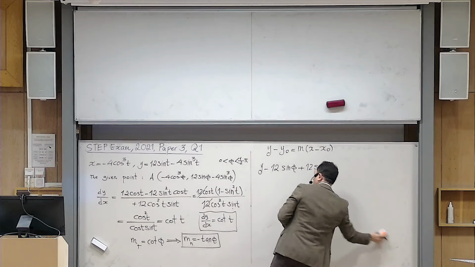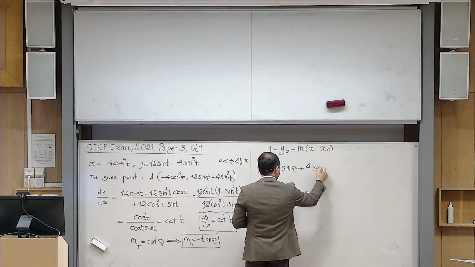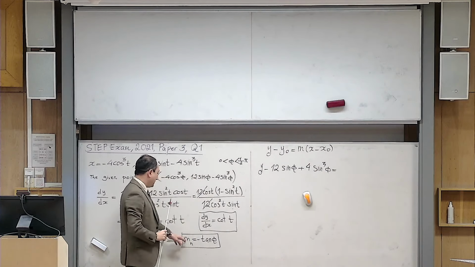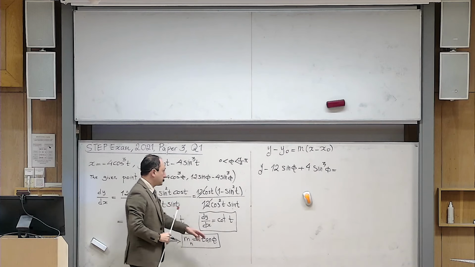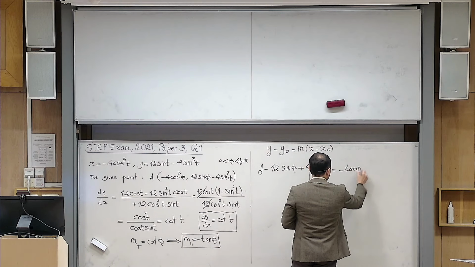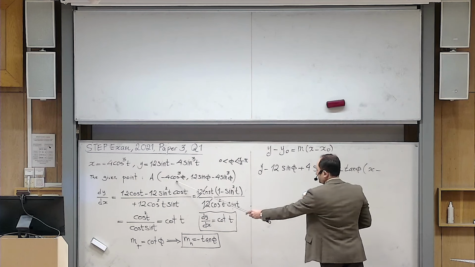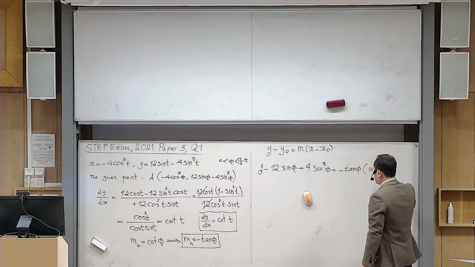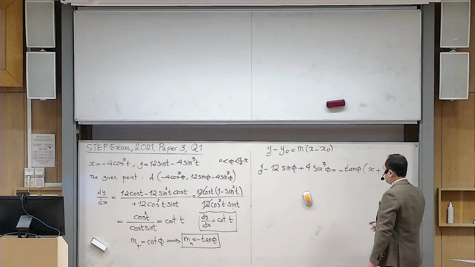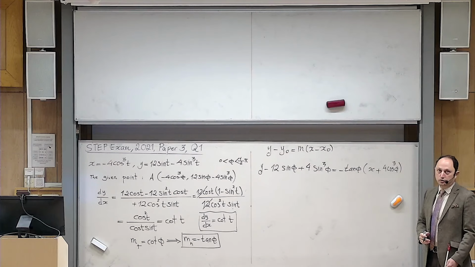Sorry, this is not 12, this is 4. On the right-hand side, instead of the slope, I put minus tangent phi, and x minus x node. But x node is this expression, so minus minus becomes positive. Okay, so that is the equation for the normal line.